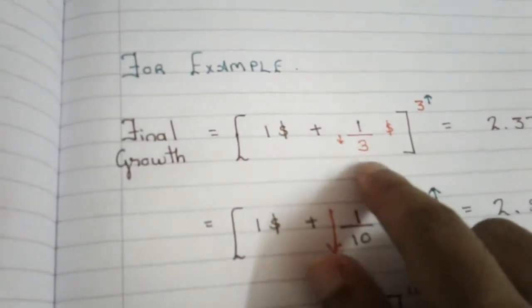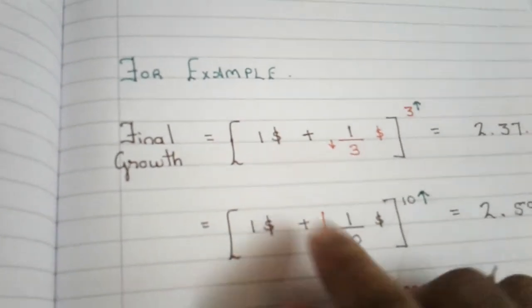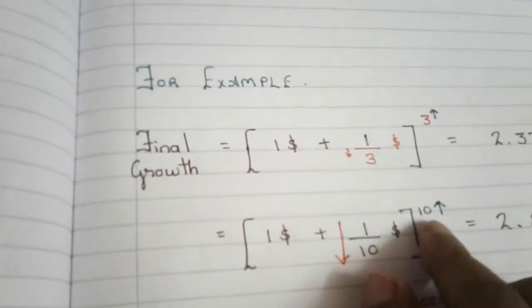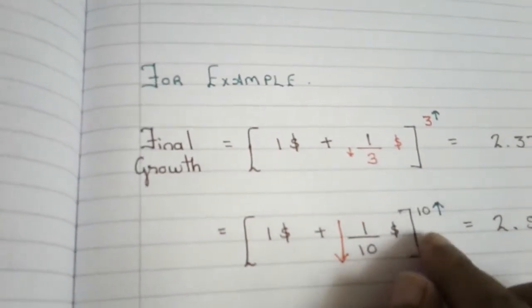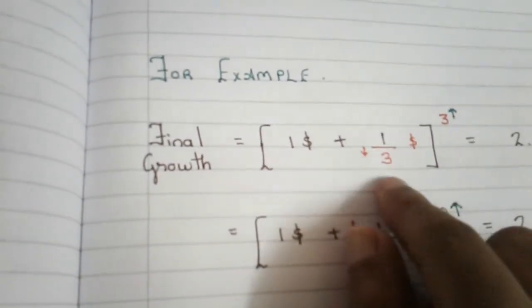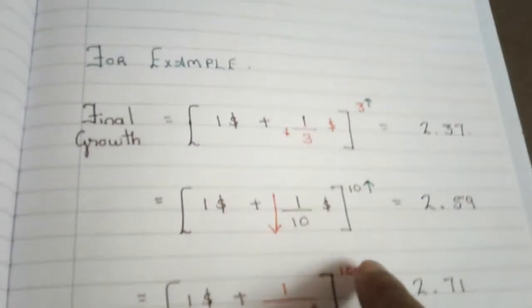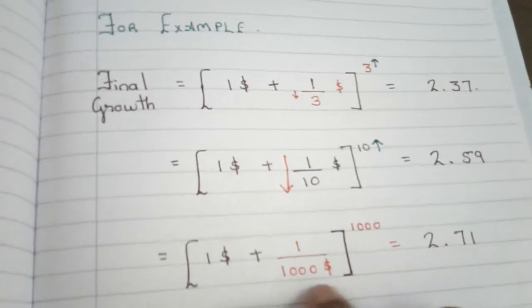So first you are getting 1/3 of interest for n equals 3. Now you are getting only 1/10 of this when you are increasing n to 10. So when you increase this to 10, this becomes 1 by 10. You increase this to 3, this becomes 1 by 3. You increase this to 1000, it becomes 1 by 1000. You get only 1000th of this.